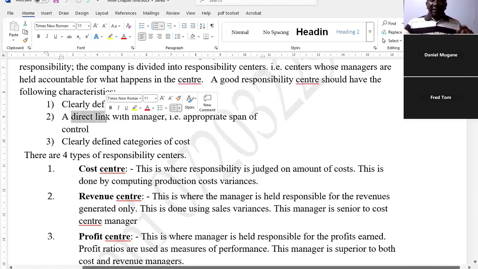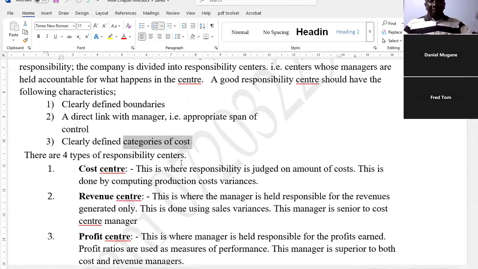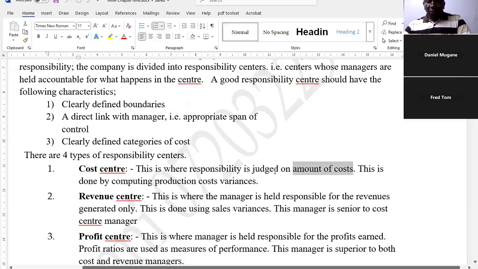You should be connected with the people that you are leading, and the categories of cost must be well defined. This is the reason why, when we were in variances, we could compute variances for material, for labor, for overheads, fixed and variable, for sales. They are well defined. Now we have four types of centers. One is called a cost center. This is where the manager is held accountable on the basis of cost. So the question asked is how much cost did you incur vis-a-vis what we expected.